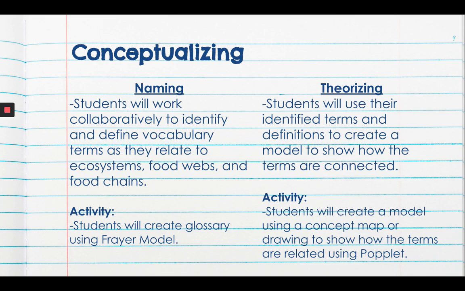Within the conceptualizing phase, this is where we're going to start identifying some terms. We might create a glossary as a class or independently. And then we're going to take these terms and we're going to look for patterns. We're going to look for overarching concepts. So we might do that by creating some sort of concept map or a Popplet.